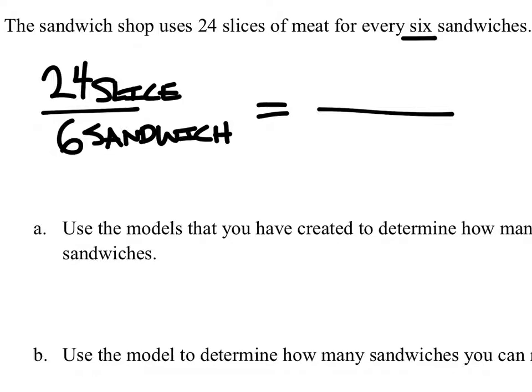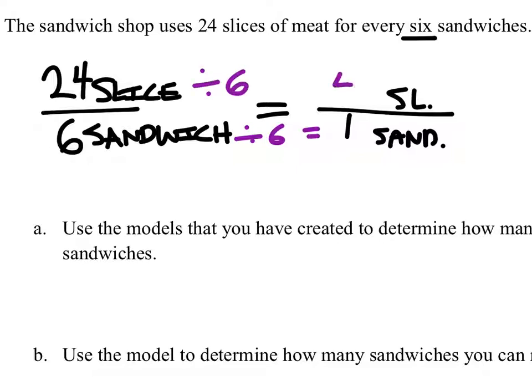So, how do we do that? Because we want 1 sandwich on these. And then we got slices. Yeah, we got the 6. We'd have to divide that by 6 to get the 1. So 24 divided by 6 is 4 slices every 1 sandwich, okay?